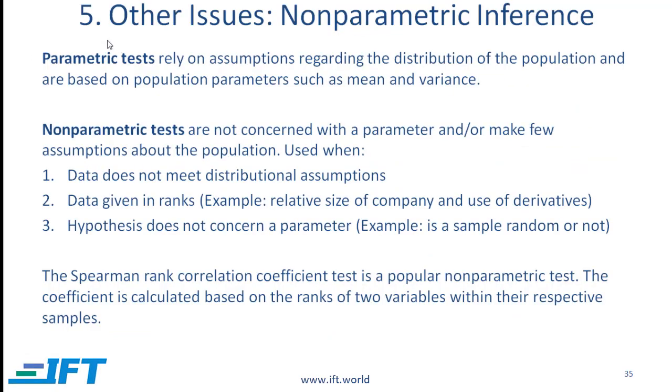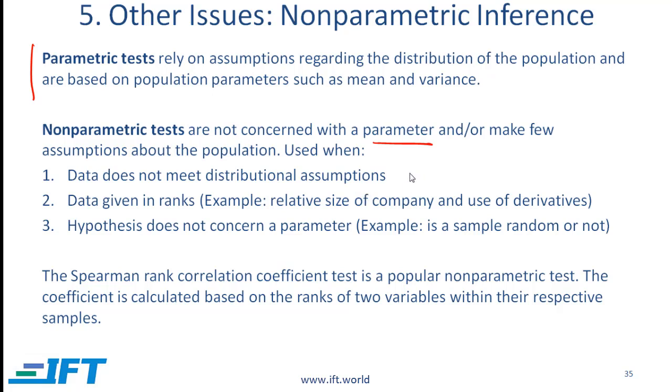Moving now to the final section in this reading, non-parametric inference. What we have talked about so far is parametric tests. These rely on assumptions regarding the distribution of the population and are based on population parameters such as mean and variance. Non-parametric tests are not concerned with the parameter, or make few assumptions about the population. These are used when the data does not meet distributional assumptions.